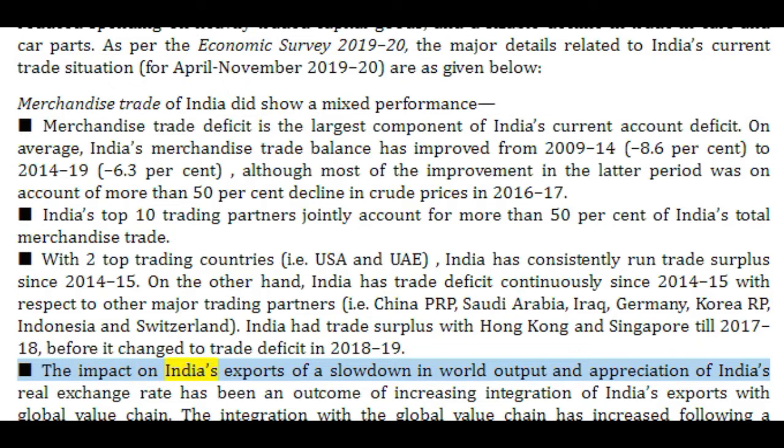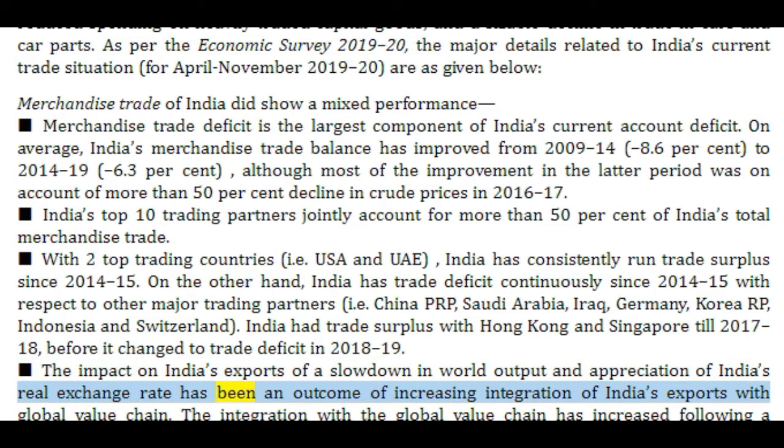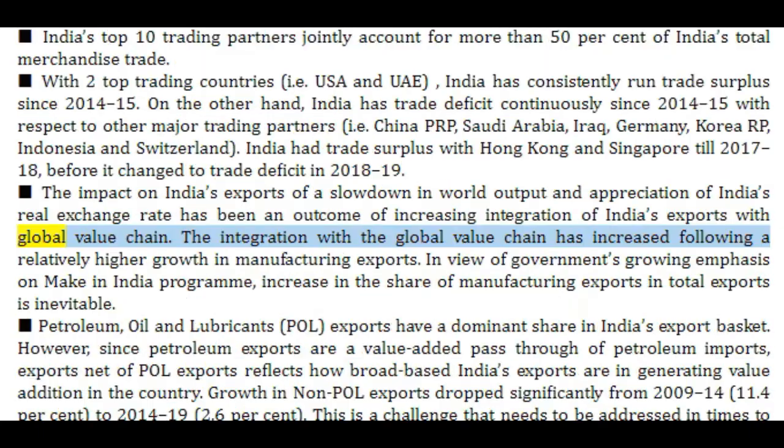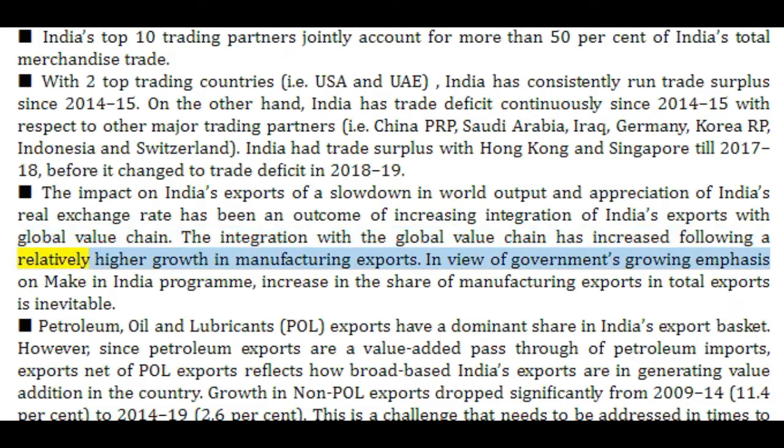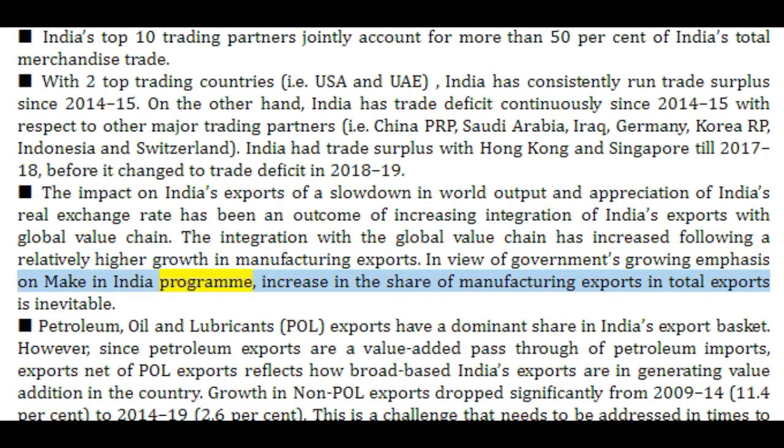The impact on India's exports of a slowdown in world output and appreciation of India's real exchange rate has been an outcome of increasing integration of India's exports with global value chain. The integration with the global value chain has increased following a relatively higher growth in manufacturing exports. In view of government's growing emphasis on Make in India program, an increase in the share of manufacturing exports in total exports is inevitable.